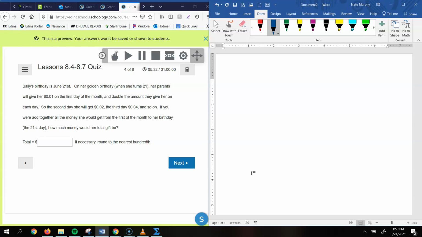Okay, so what's happening here is we're doubling, we're multiplying each one by 2. So this is a geometric series. Now it's not an infinite geometric series.